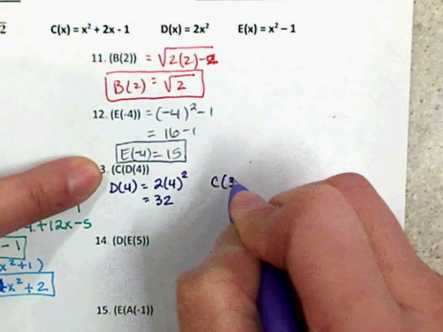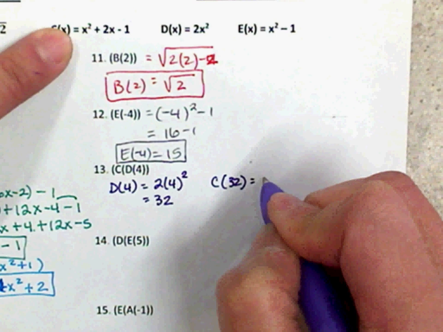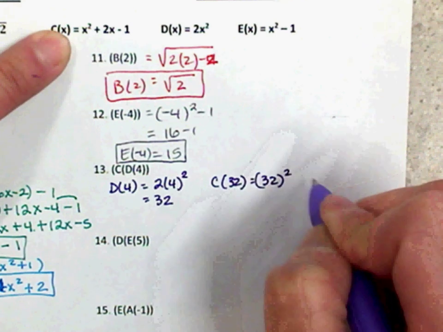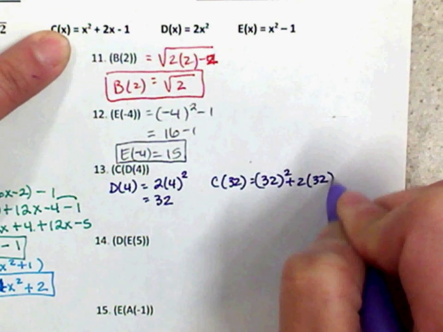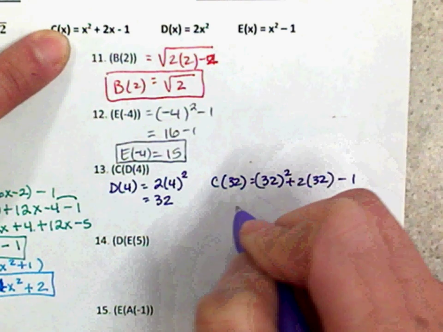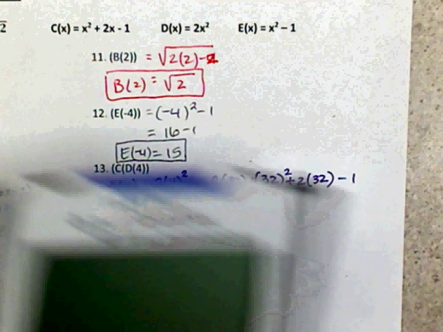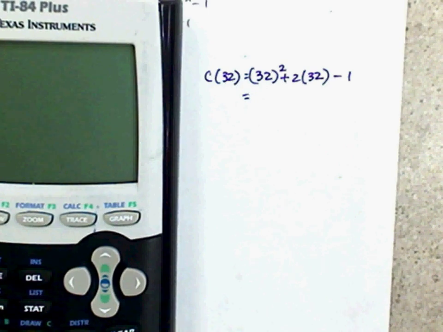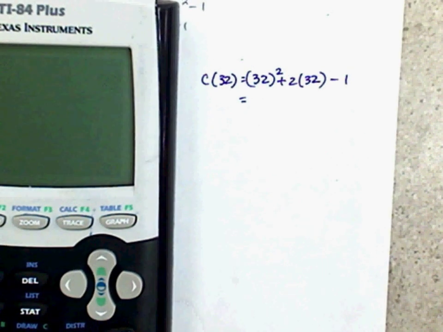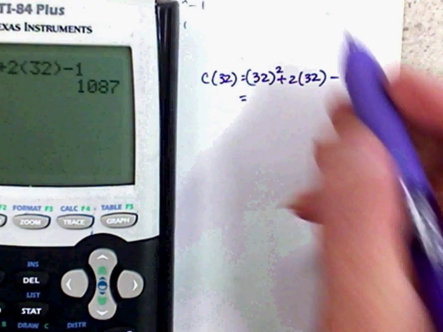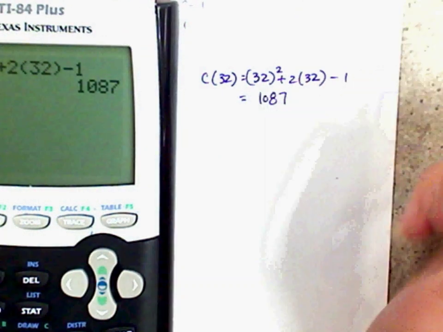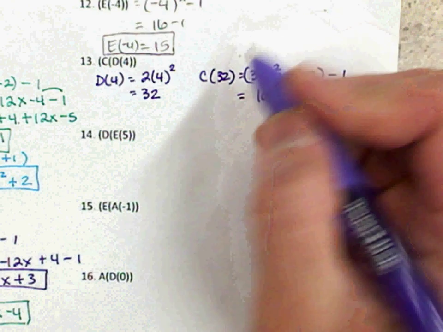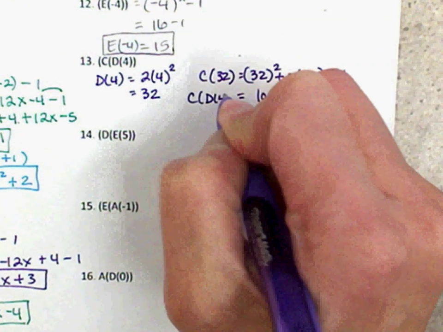So C is now 32, and here you have 32 squared plus 2 times 32 minus 1. And you can plug all that into the calculator, okay, just like so. So you'll have parentheses 32, I like to put parentheses around them, plus 2 times 32 minus 1, comes out to be 1,087. So, C of D of 4.